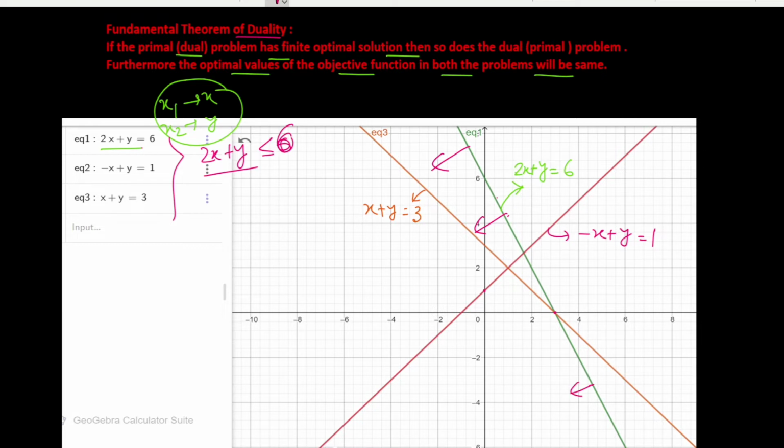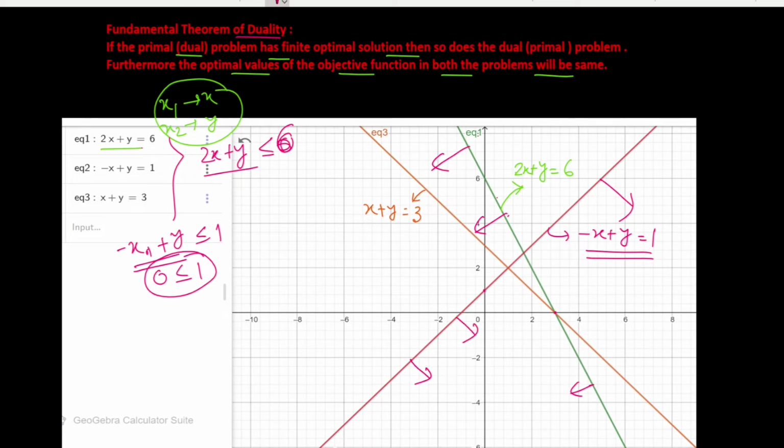The second inequality gives minus x1 plus x2, that is minus x plus y less equal to 1. So this is the line minus x plus y equal to 1, and if we put 0, 0 here, then 0 less equal to 1, which is satisfied. So the direction is towards the origin. This gives the region side.